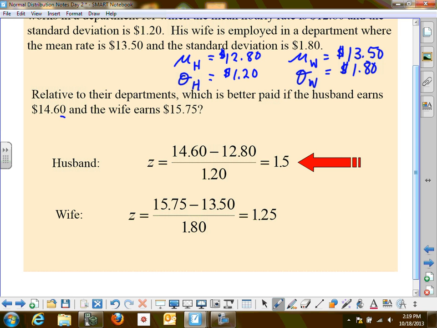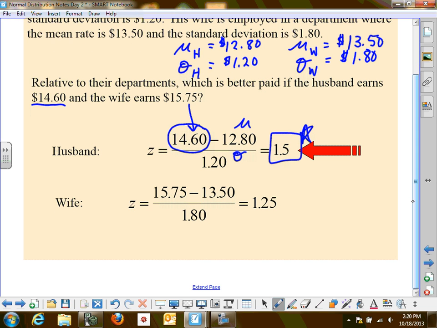The husband earns $14.60, so here's where we did the math for that. Here is his salary minus the mean in terms of the standard deviation, and so he was 1.5 standard deviations above the mean salary in his department. Okay, that's what this is: 1.5 standard deviations above the mean in his department.